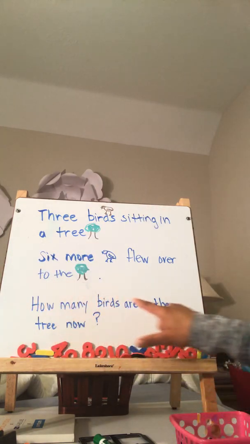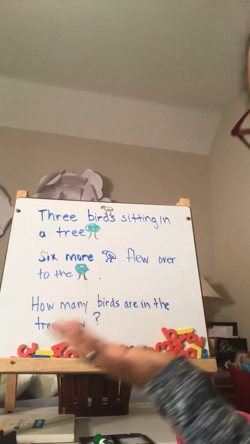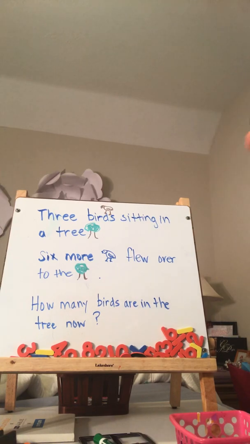This is very important, the question. That's what you need to figure out. How many birds are in the tree now? How would you do that? What would your strategy be? What objects would you need to help you count those numbers?